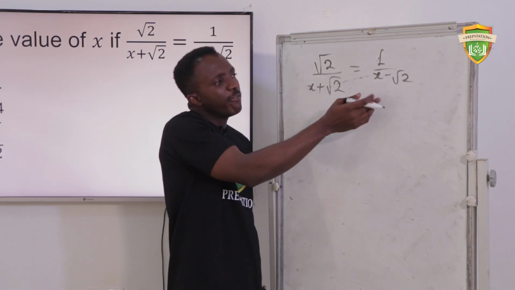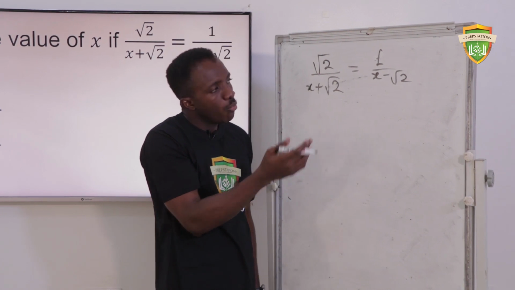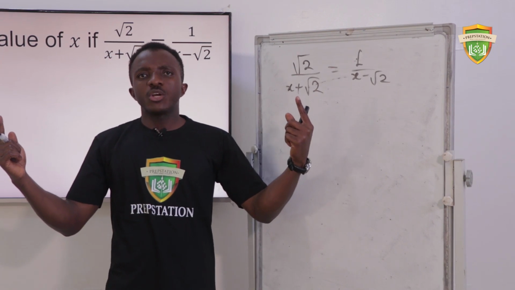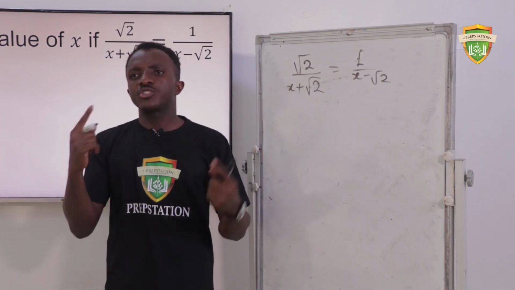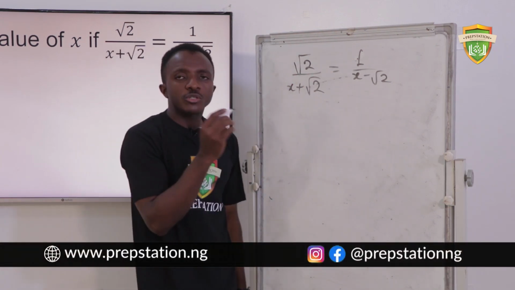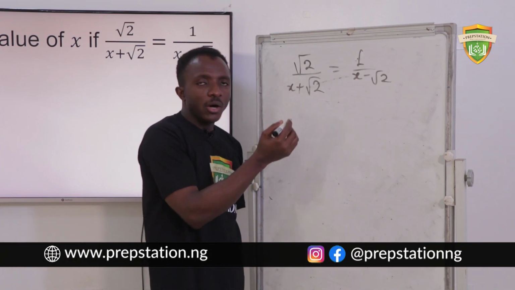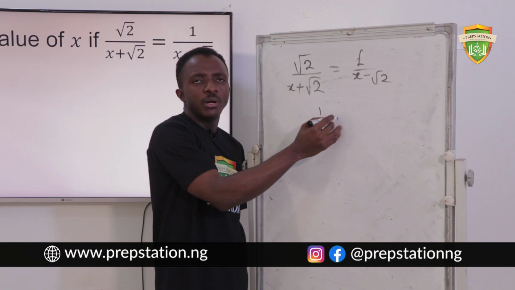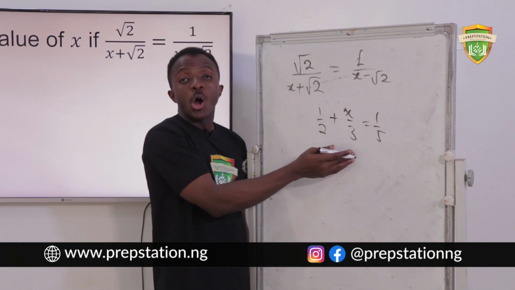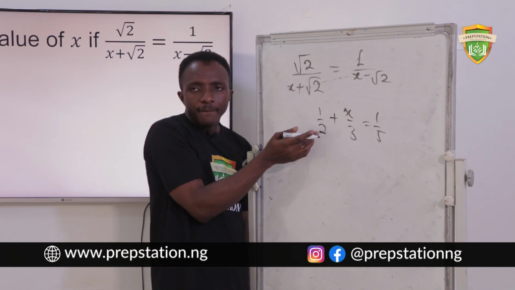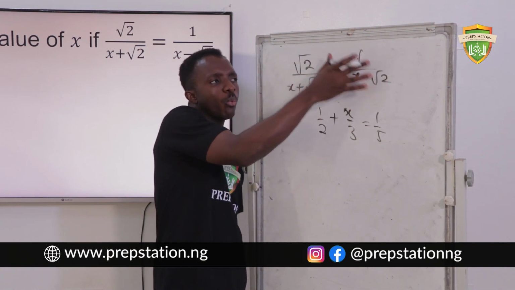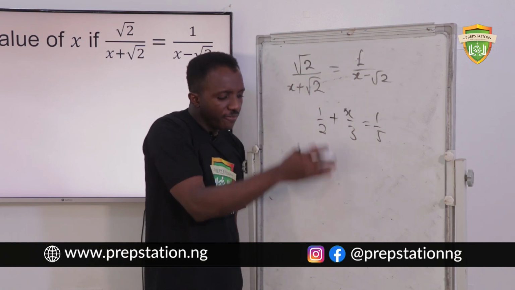So if we cross multiply, that's the ideal thing to do. When you have two fractions on opposite sides of the equal sign, the easy way to solve it is to cross multiply. Please take note of this. You don't cross multiply if there are more than two fractions. Look at it this way. If I have 1 over 2 plus x over 3 equals 1 over 5, it would be wrong to cross multiply this. Why? Because you have more than two fractions here. But in this case, we have one fraction on either side of the equal sign.